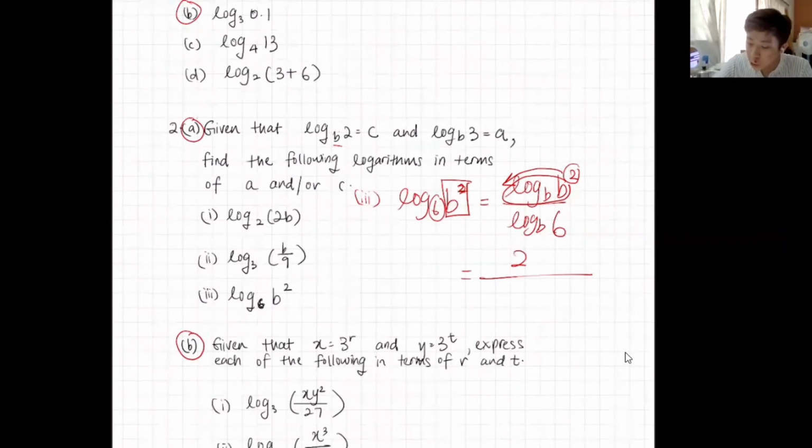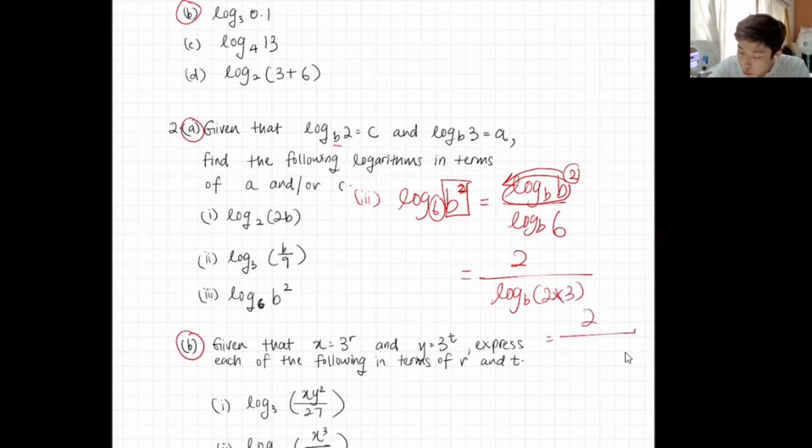Still cannot be substituted with either log base b 2 or log base b 3. So what you must do is further break it down. Because you know that log base b 6 is actually log base b of 2 times 3. As I taught you, when you want to substitute, you try to break things down. So 6 is 2 times 3. So you continue. It's 2 over, multiply.